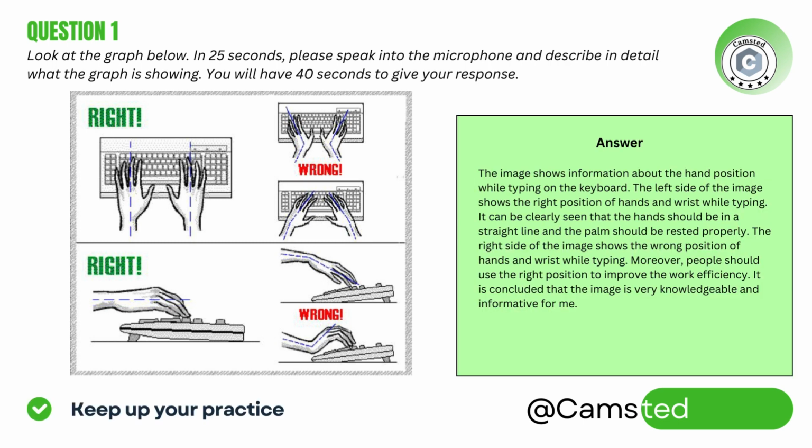The image shows information about the hand position while typing on the keyboard. The left side of the image shows the right position of hands and wrist while typing. It can be clearly seen that the hands should be in a straight line and the palm should be rested properly. The right side of the image shows the wrong position of hands and wrist while typing.